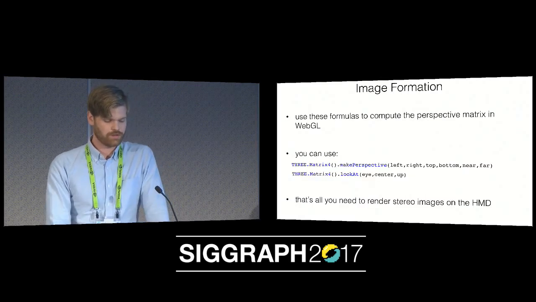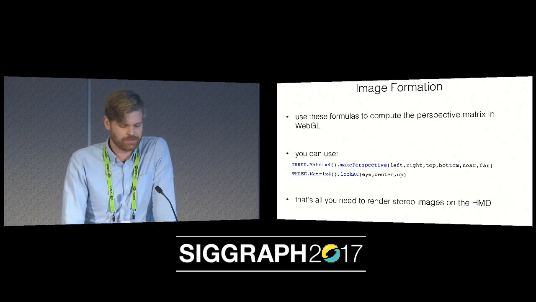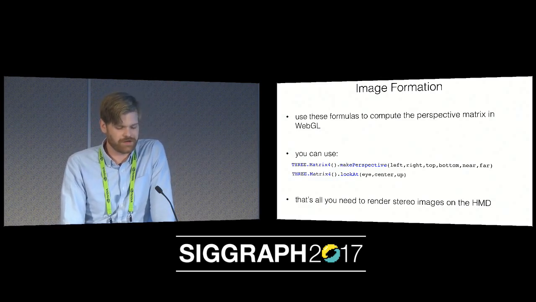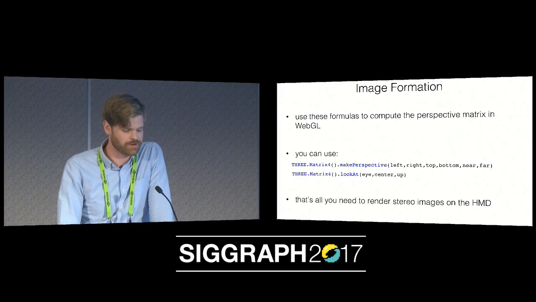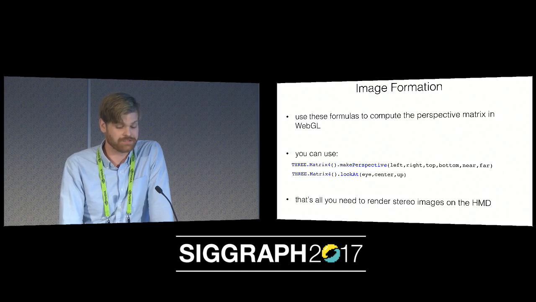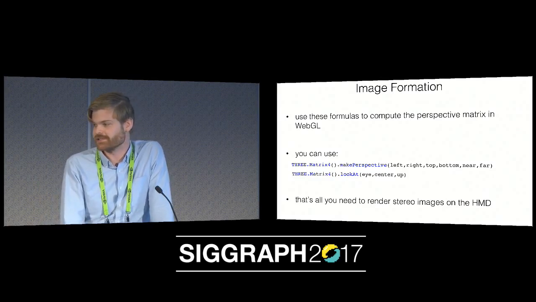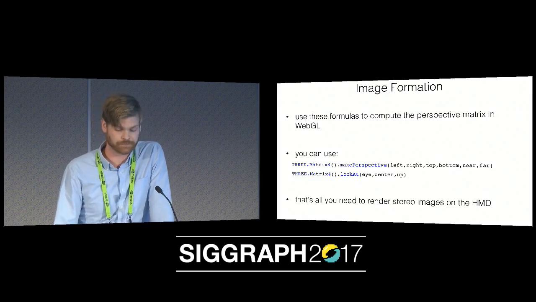For the image formation, we use the formulas that we've just defined to compute this perspective matrix that we can just plop in with our three.js function makePerspective, which takes exactly what we just calculated, the left, right, top, and bottom parameters, as well as our near and far clipping planes. We can define our camera with just the lookAt function. That's essentially all you need to render stereo images on an HMD. Just following these simple equations, you can render your own stereo content on one of these ViewMaster starter packs that we've described earlier in the course.